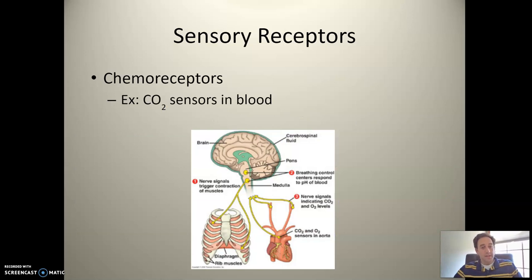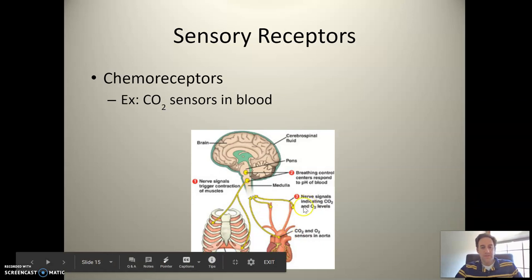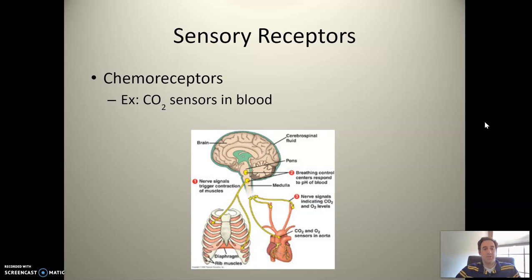CO2 sensors in your blood are chemoreceptors, and this is how you monitor your blood pH. So you have little chemoreceptors in certain parts of your circulatory system that then send information to your brainstem that says, here's what the CO2 levels and therefore pH of your blood are.